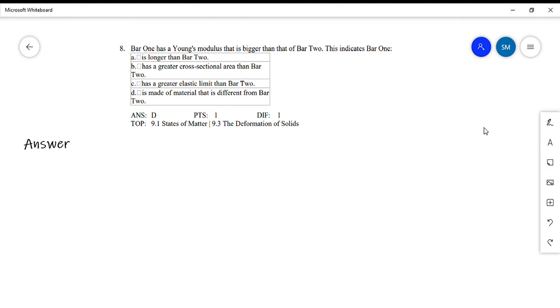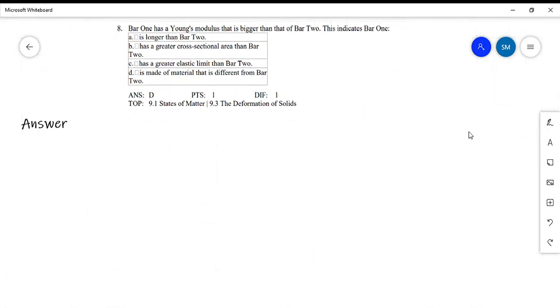So the two materials are different. Let us discuss the first three choices. Bar 1 is bigger than bar 2. What is the relation? Has a greater cross-section area? No. Has a greater elastic limit? No, no, no. The most accurate one is D.